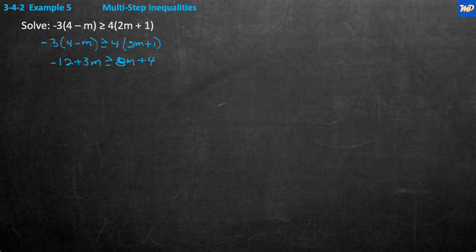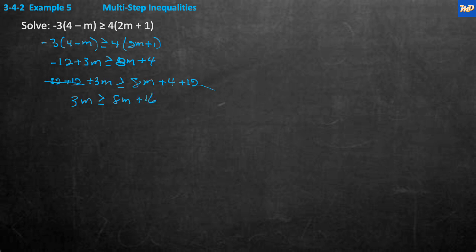So now we have 1m on each side and a constant on each side. So let's move the 12. So now we're going to have minus 12 plus 12 plus 3m is greater than or equal to 8m plus 4 plus 12. Combining terms, the 12s here cancel each other out. So we have 3m is greater than or equal to 8m, and 4 and 12 is 16 plus 16.